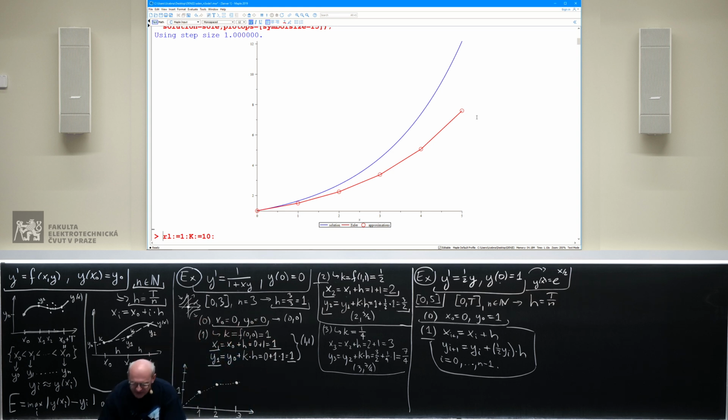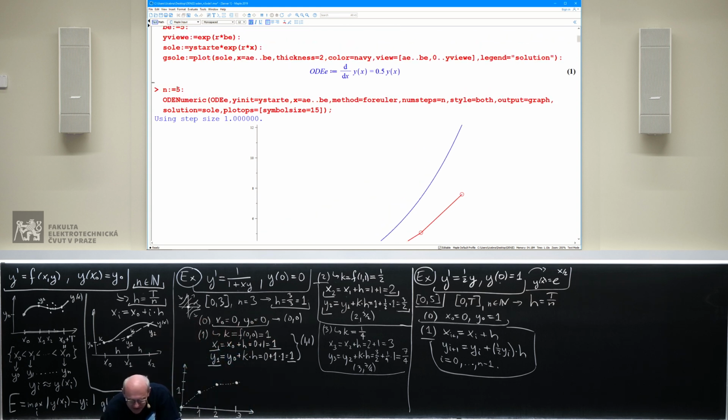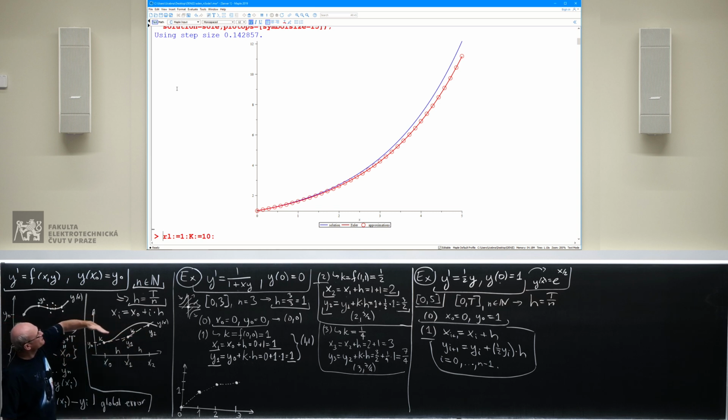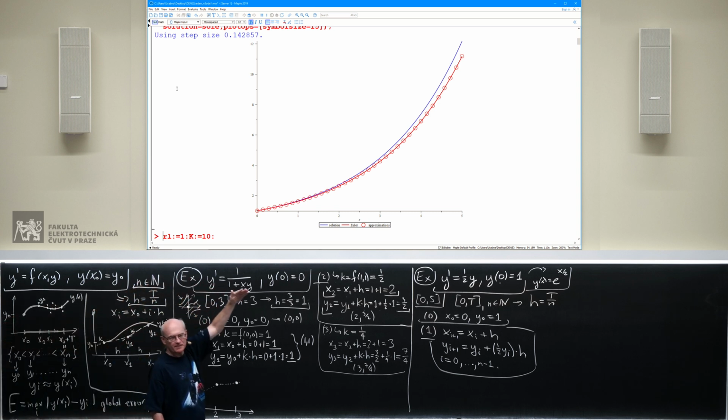Let's increase the partition size. Let's say that instead of 5, I use 35. That's a nice number. Why not? And we can see that our circles, the points, the approximations that we have over here, these dots, got closer to the solution.